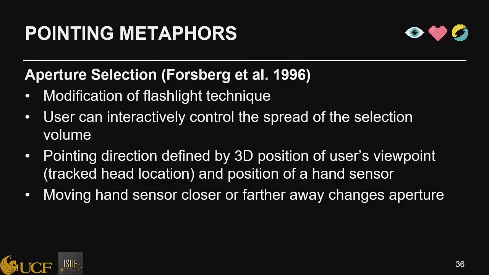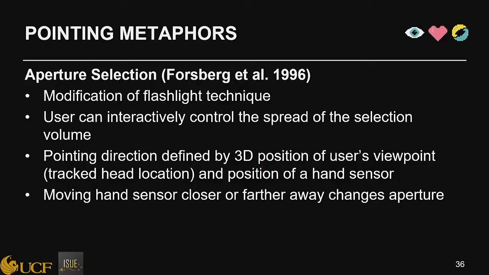Now, aperture selection is an extension to the flashlight technique, and the difference is that the user can interactively control the spread of the selection volume. That's nice because sometimes your volume may be too big and you may be getting too many objects and having a difficult time selecting them. So if you can change the diameter of the selection volume in real time, that gives the user a little bit more control in their ability to do the selection. You would use a hand sensor or something to change the actual size of that.